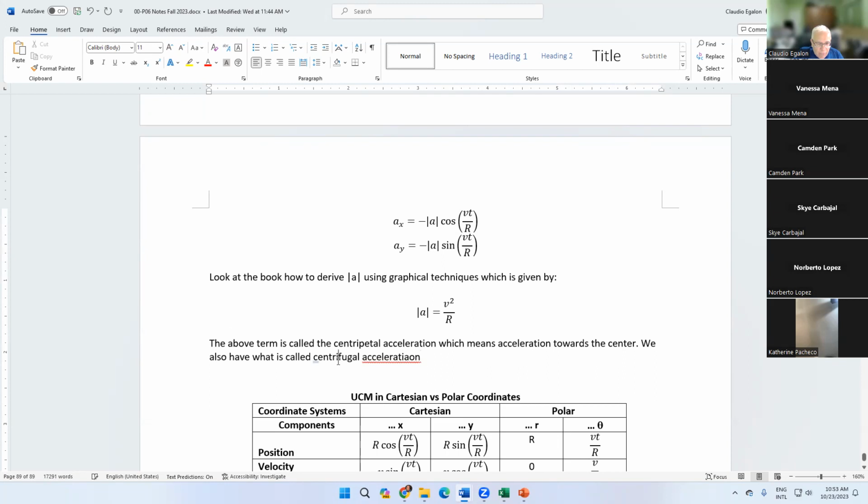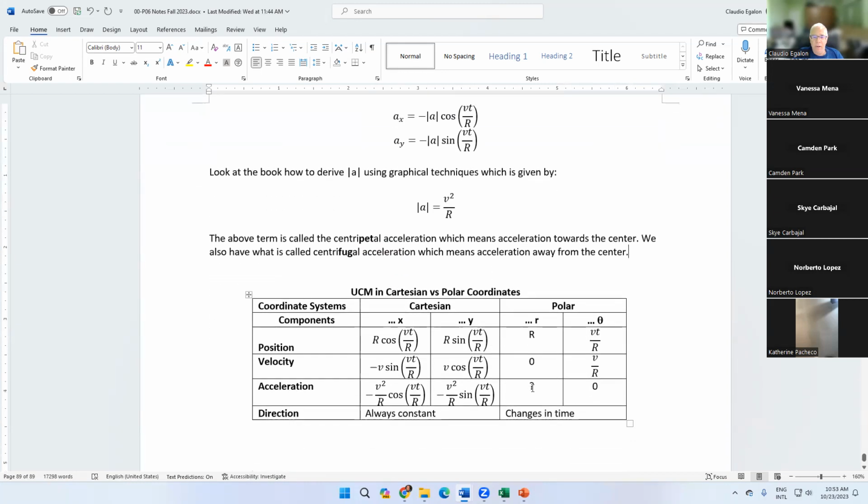I'm going to emphasize here the difference, right? Centripetal and centrifugal acceleration, which means acceleration away from the center.